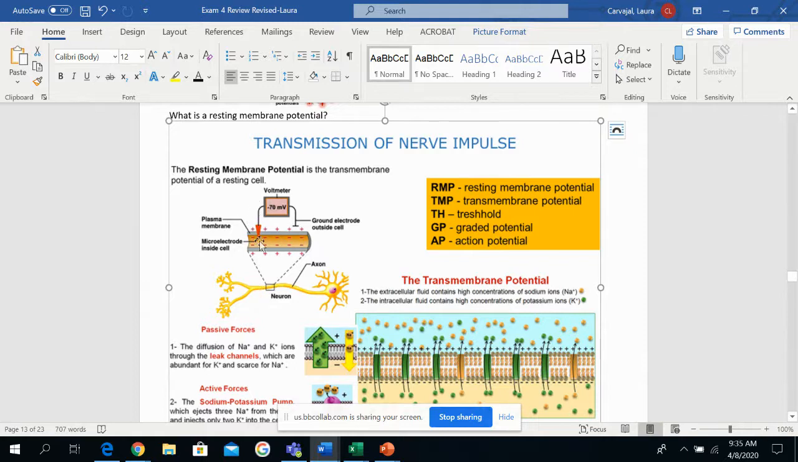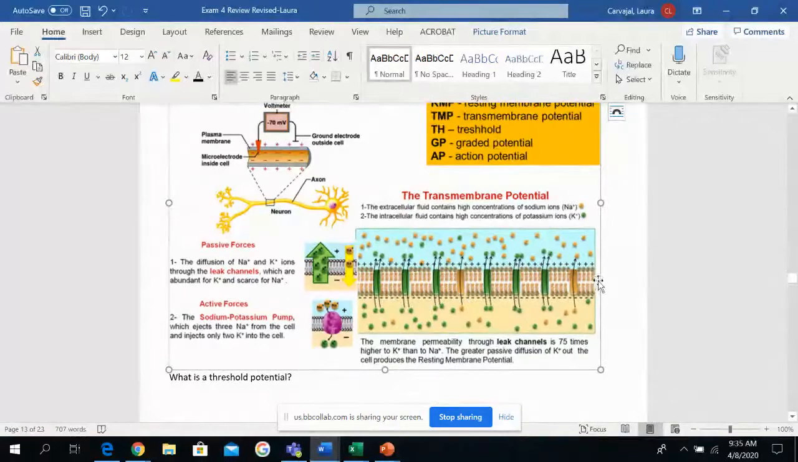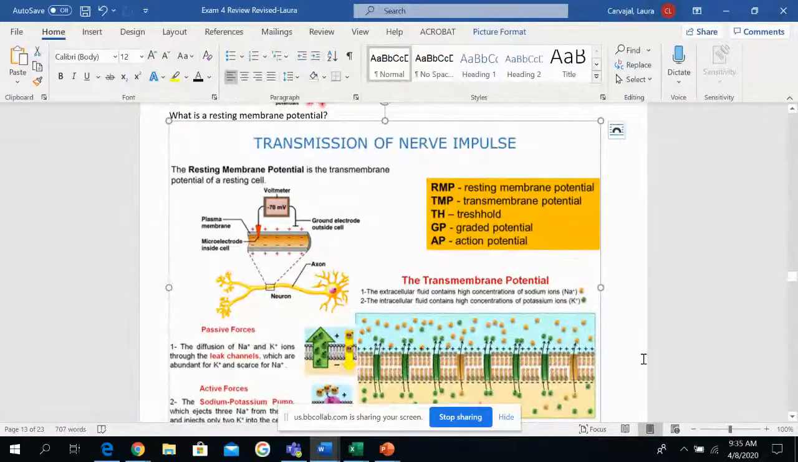So once this one comes in, it triggers the adjacent portion of that axon to do the same thing. Here we see they're right next to each other, but this looks a little more realistic in the sense that there's a separation between the two. When the sodium comes in, it triggers the next part of the axon to let sodium in. It continuously does that until it reaches the end, where it can release the neurotransmitter. So that's the action potential, and that is how it is propagated.